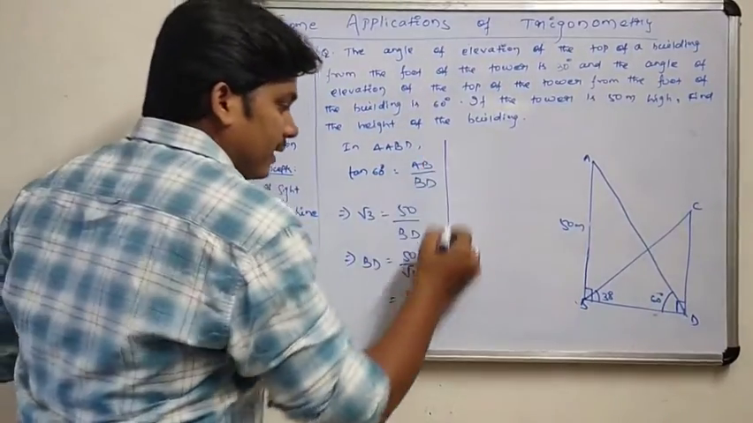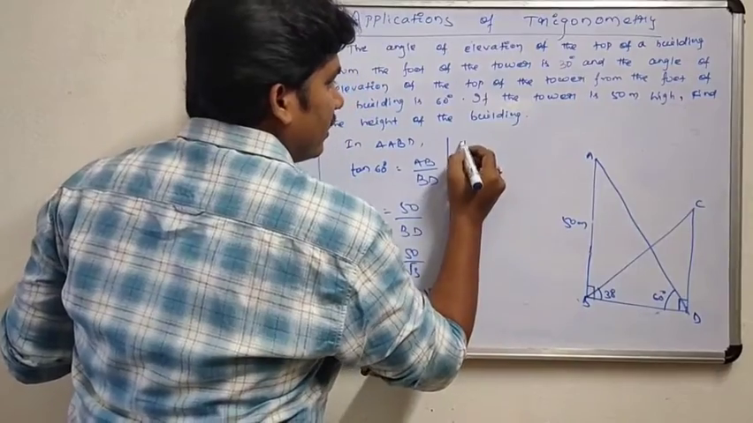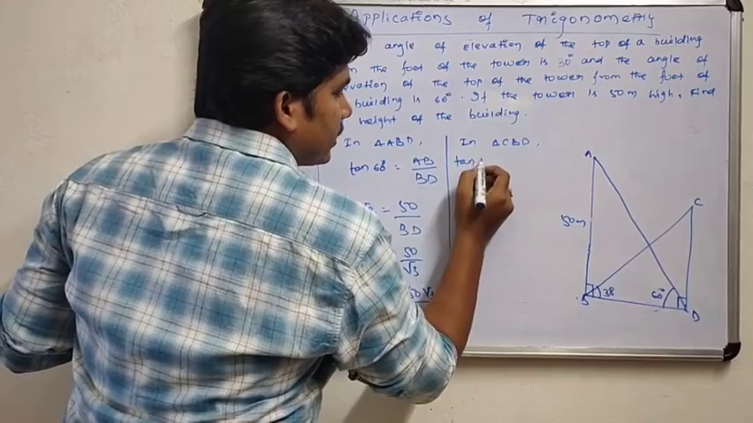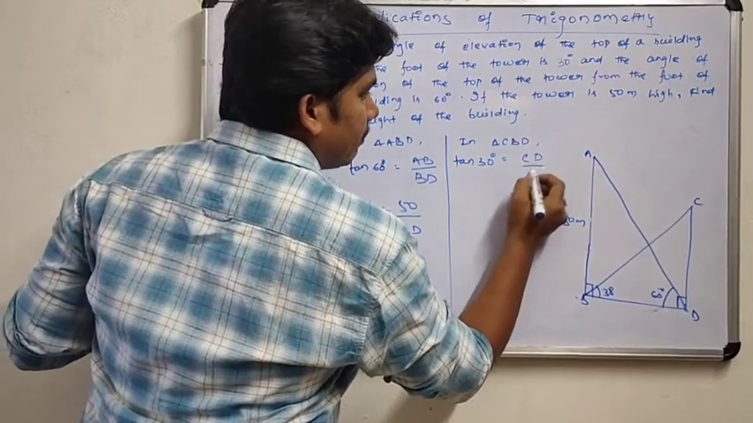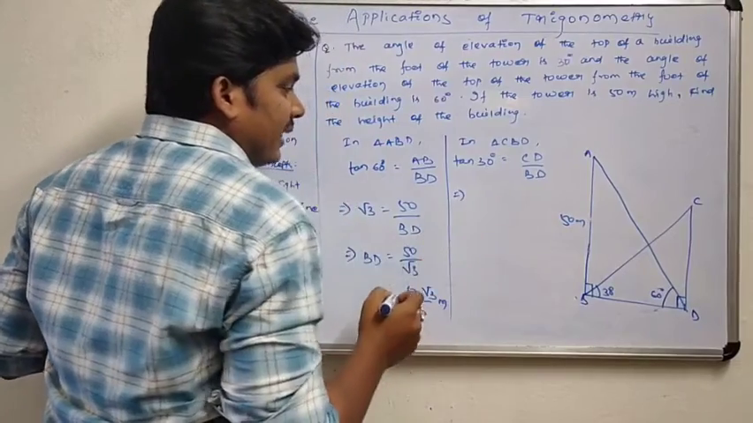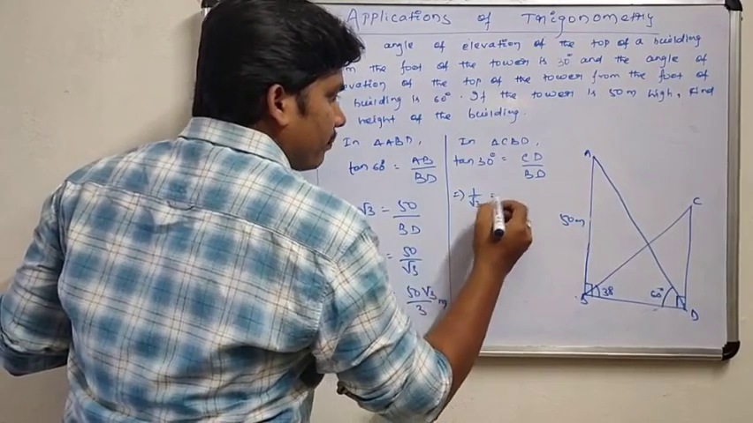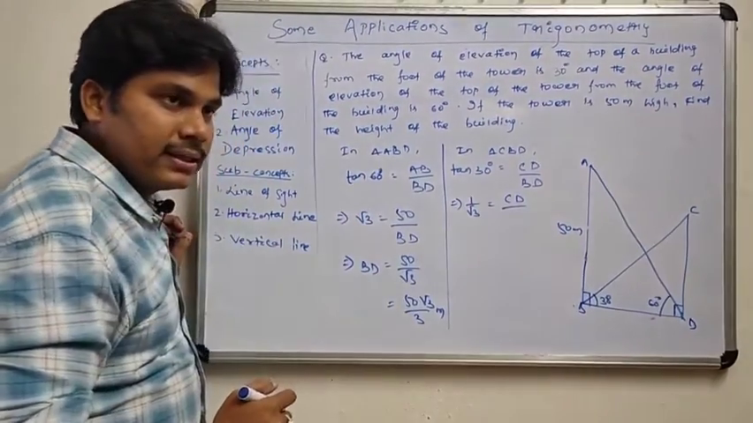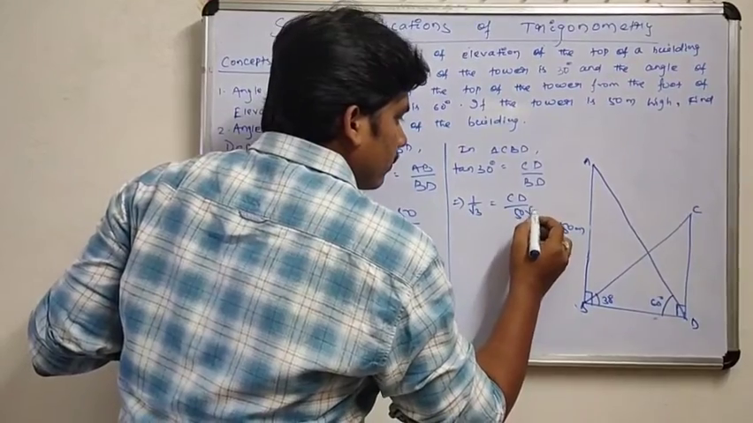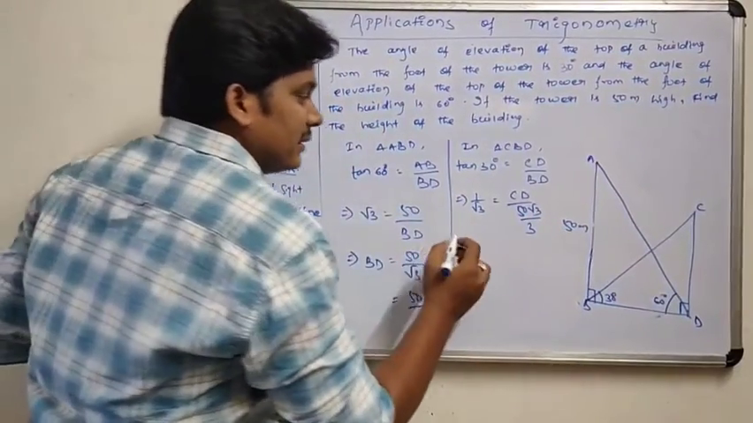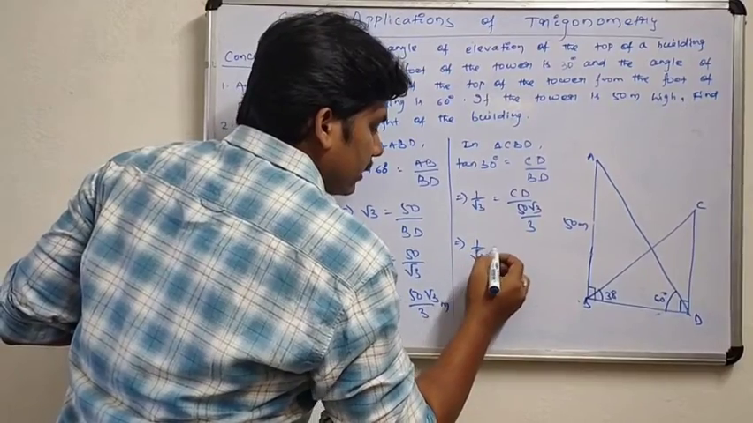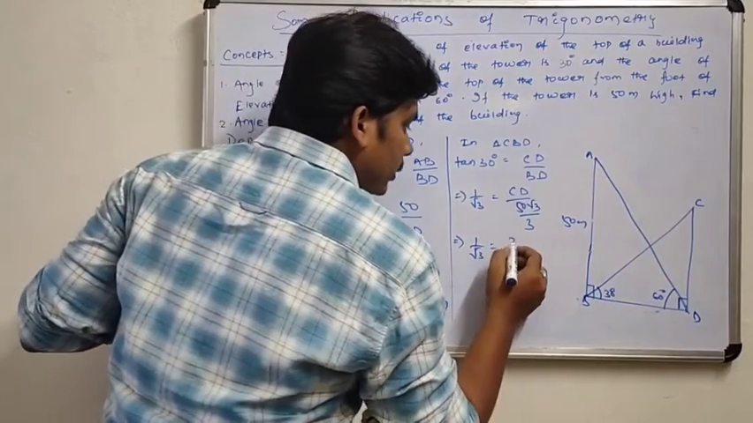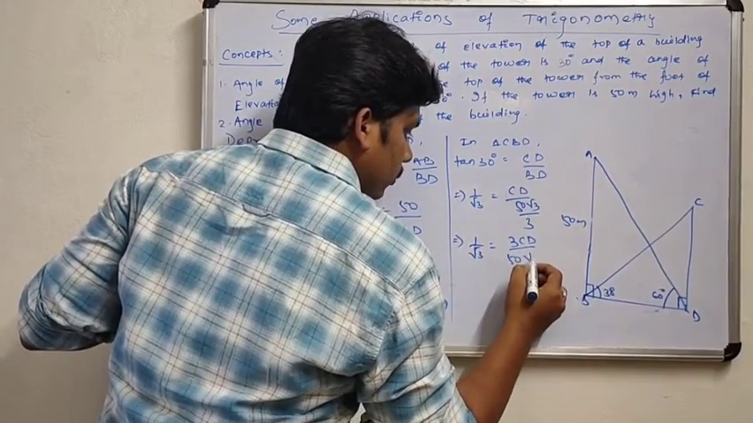Similarly, now I will take the triangle CBD. In triangle CBD, tan 30 degrees is equal to CD by BD, as tan 30 is 1 by root 3. CD we don't know, BD we know is 50√3 by 3 meters. I will write 1 by root 3 is equal to CD, and this 3 goes into the numerator, so this will be 3 CD by 50√3.